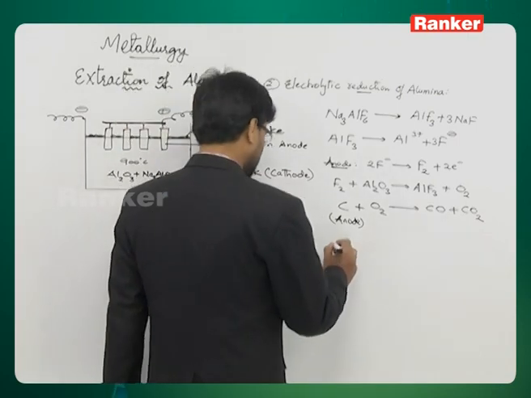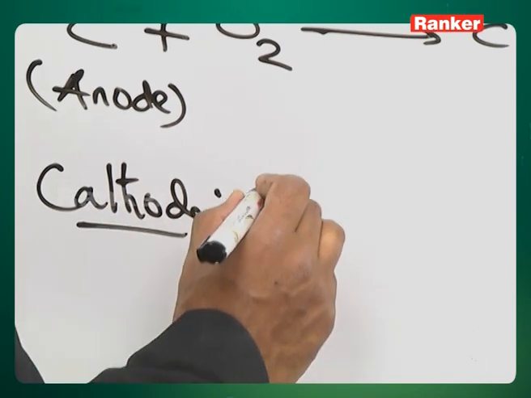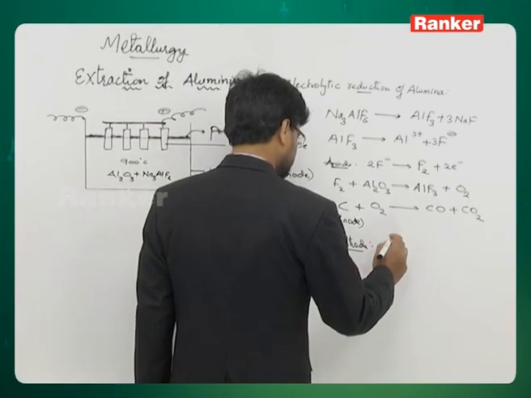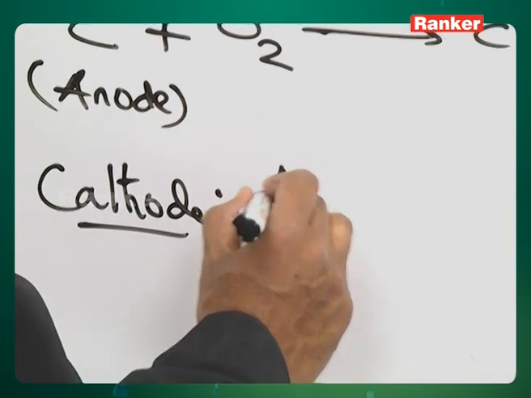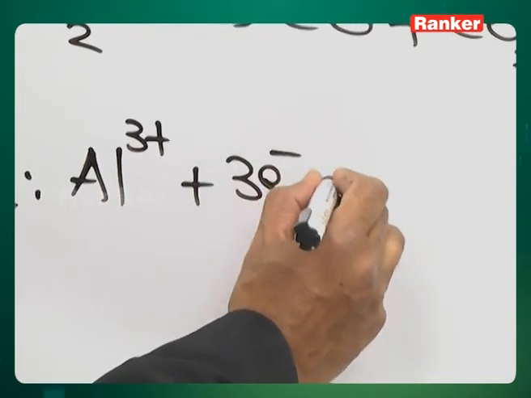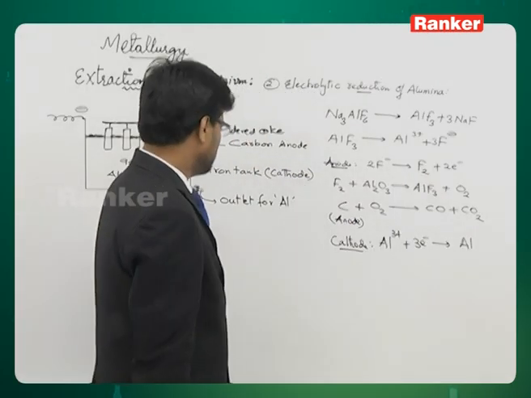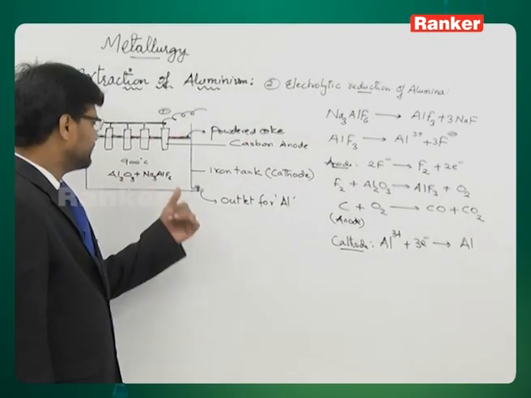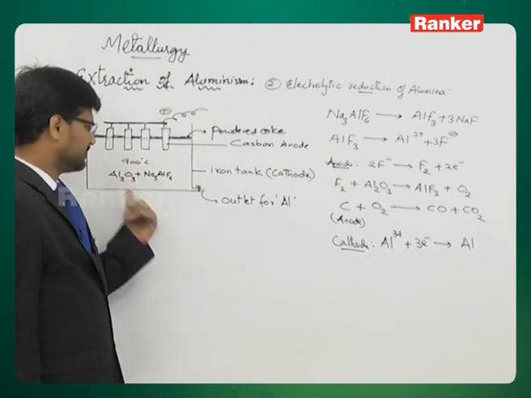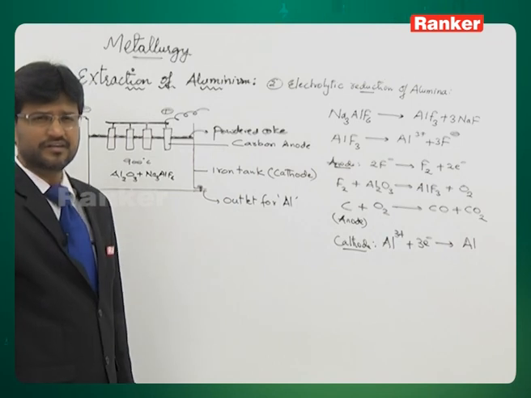Now, what happens at cathode? At cathode, Al3+ picks up 3 electrons and becomes aluminium metal. This aluminium being heavier will reach the bottom and it can be recovered from the outlet which is provided at the bottom.